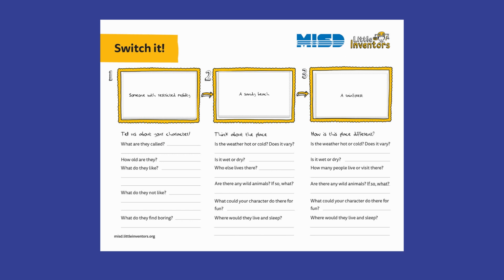Then, move on to the place questions. The point of this exercise is to think about what needs the character would have in 2 very different places. For example, how someone in a wheelchair would navigate a sandy beach compared to a rainforest. They would have very different challenges.